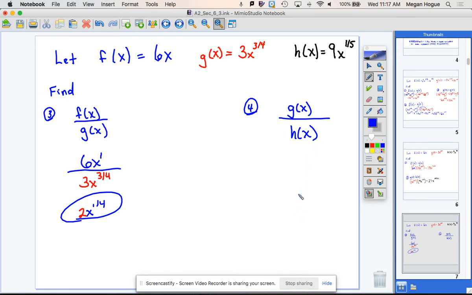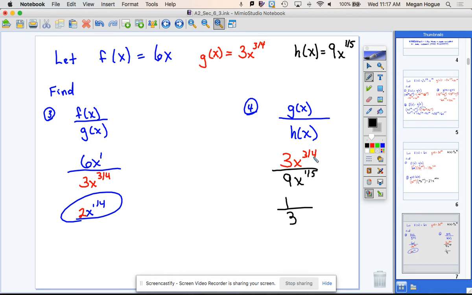And then the next one, g of x. So I'm going to plug in 3x to the 3/4. H of x, 9x to the 1/5. So I'm going to divide 3/9. I reduce those. They're both divisible by 3, so that's 1/3.